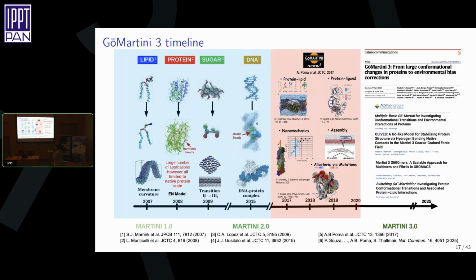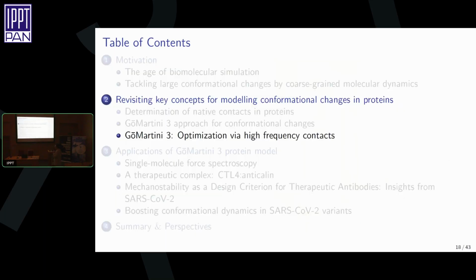One of them is the study of what we do here, therapeutics and some applications on different systems. So our idea had been for a while to use GōMartini to study different conformational states on systems that are very large, compared to single proteins.